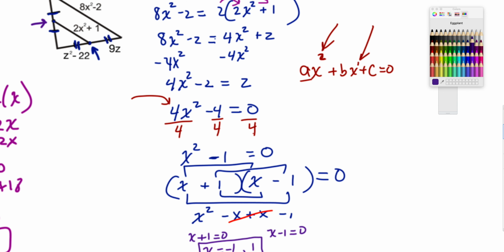So when I put 1 in, I get 8 times 1 squared, which is 1. We do exponent first. 1 squared is 1. 8 times 1 is 8. Minus 2 is 6. This is going to be 6. Let's do it here. 2 times 1 squared is 1, times 2 is 2, plus 1 is 3. So this is going to be 3, and that's going to be 6. That checks. The midsegment is half the base. If we put a negative 1 in here, we get the same thing because when we square a negative, we're going to get positive 1. So they both work. It really checks out, right?